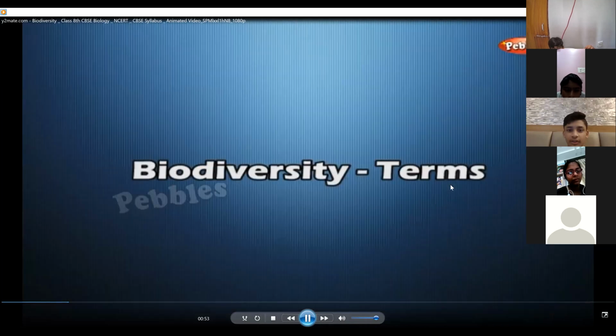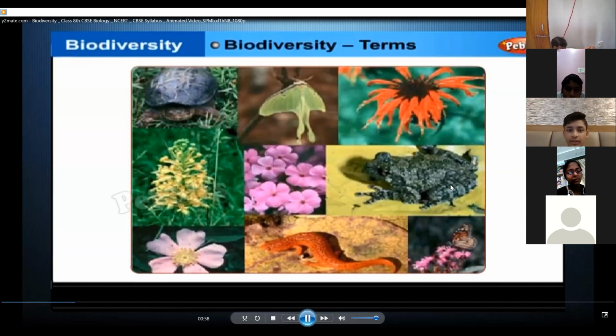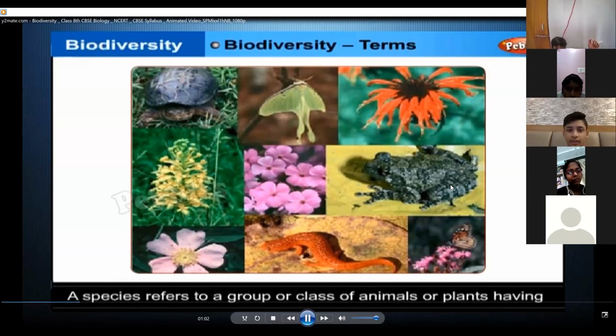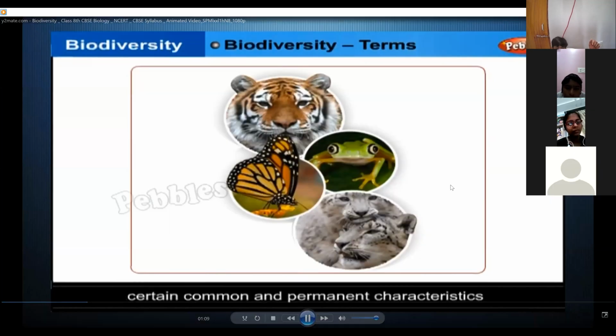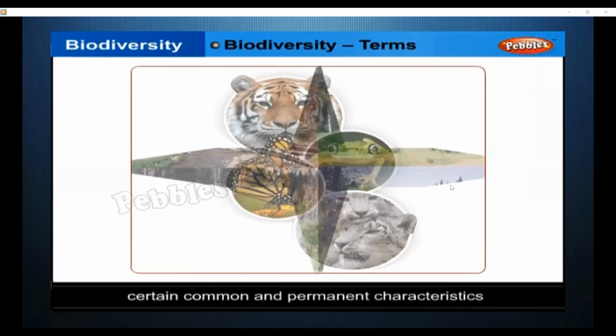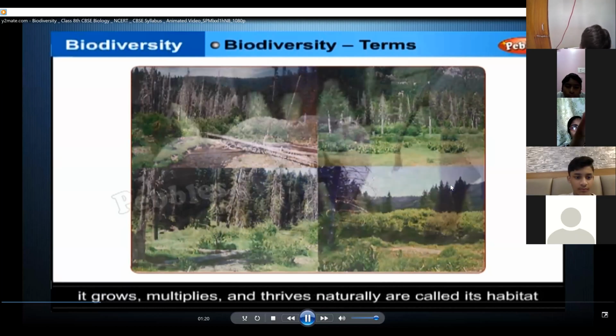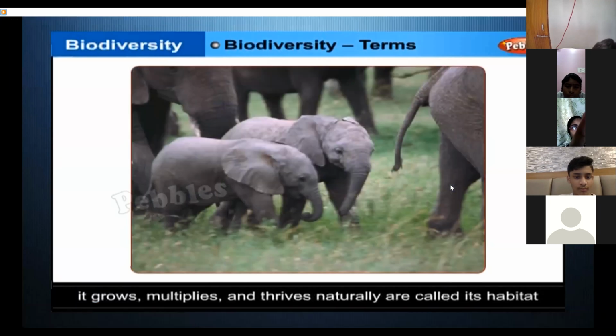Biodiversity terms. Let us learn some of the terms associated with biodiversity. Species. A species refers to a group or class of animals or plants having certain common and permanent characteristics that clearly distinguish it from other groups. Habitat. The natural surroundings of a plant or animal species, where it grows, multiplies and thrives naturally, are called its habitat. Flora and fauna. The numerous species of plants living in their natural surroundings, habitat, are termed as the flora of the place, and the animal species constitute the fauna.